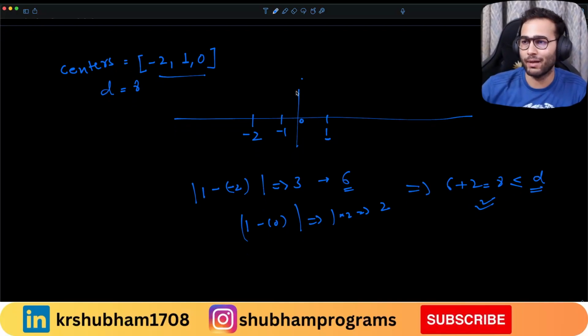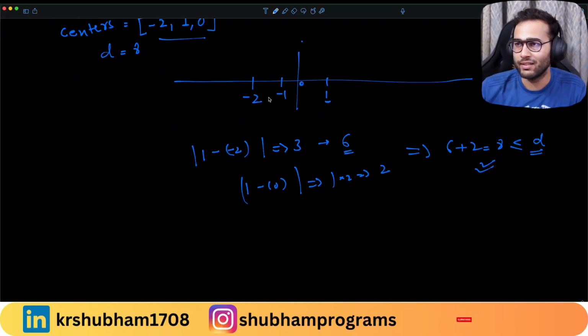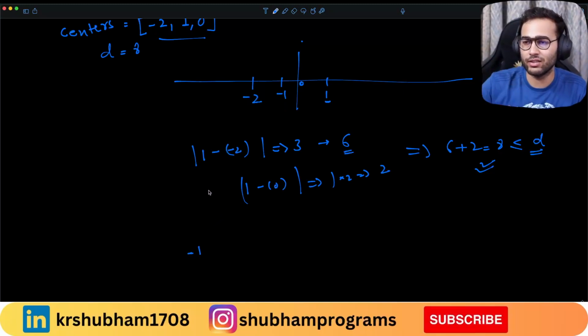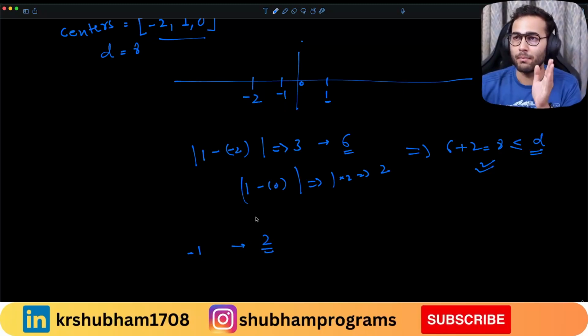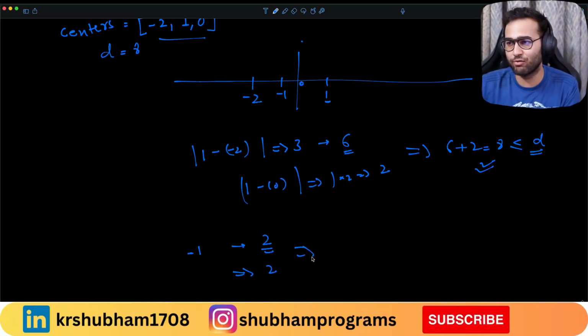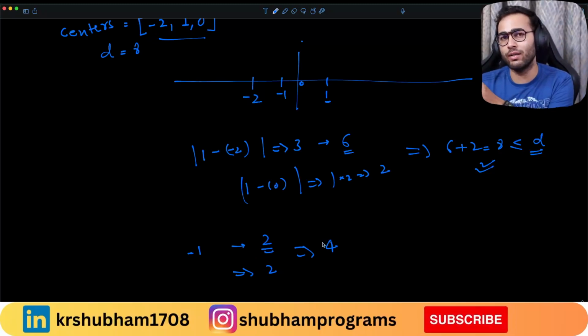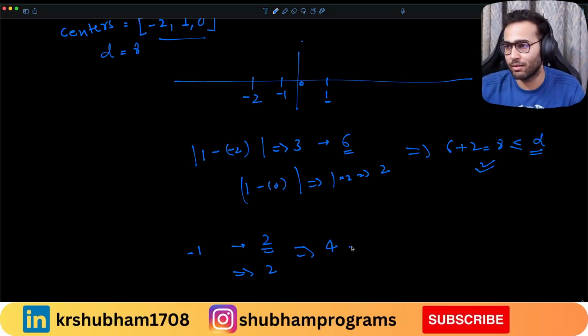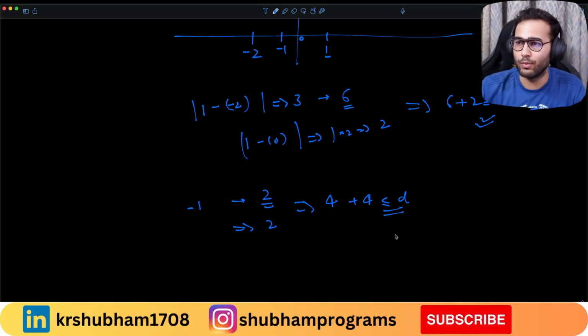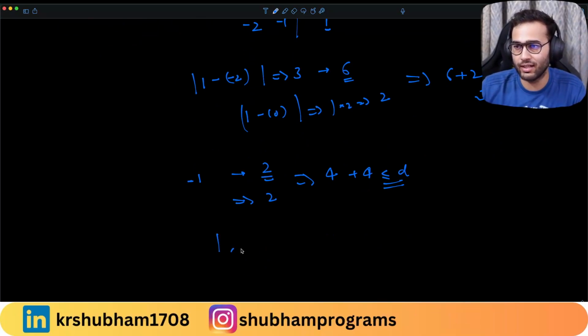Let's check for something like -1, for example. If we start with -1, from -2 we will have 2 distance units going and coming back. -1 from 0 will have 2 distance units going and coming back. So this is 4 till now, and -1 to 1 will have 4 distance units going and coming back. So that will be 4 plus 4, less than or equal to D. So this is right. So we have found 2 points, which are 1 and -1.